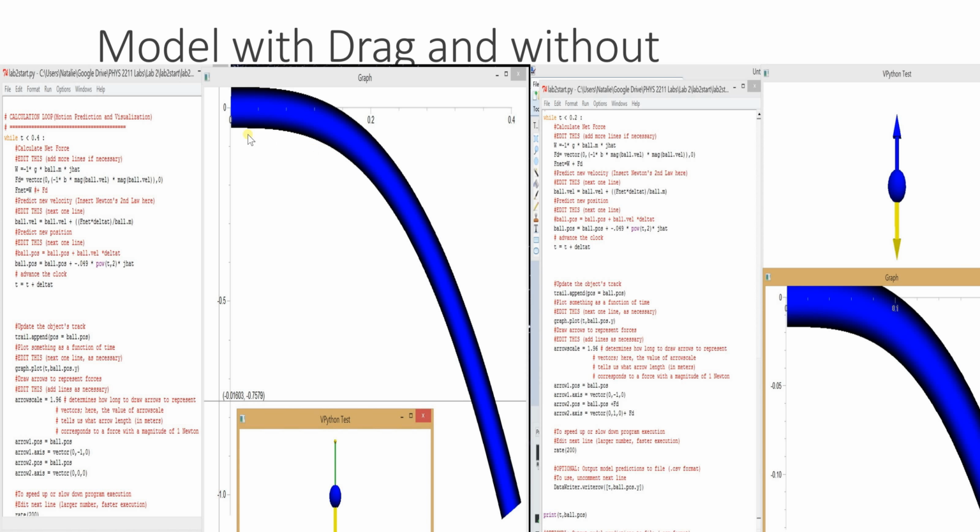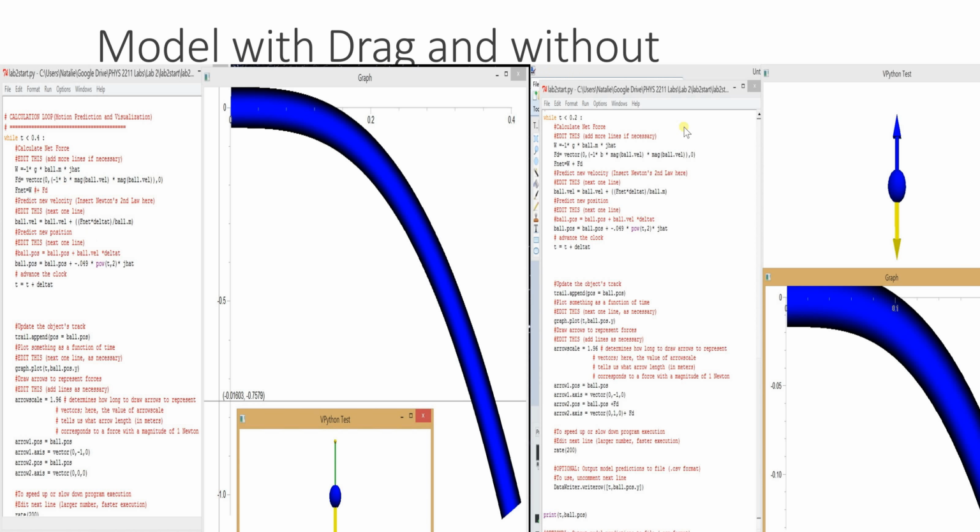Right here is the Tracker model without drag. As you see, there's only one force, gravity. It overpredicts how far it should have fallen. It said that it would have fallen negative 1.4 meters instead of the negative 0.8 that it actually fell. That's quite a difference. As you see here, there's only one force acting on it, and that's gravity. I do not yet have the drag force added.